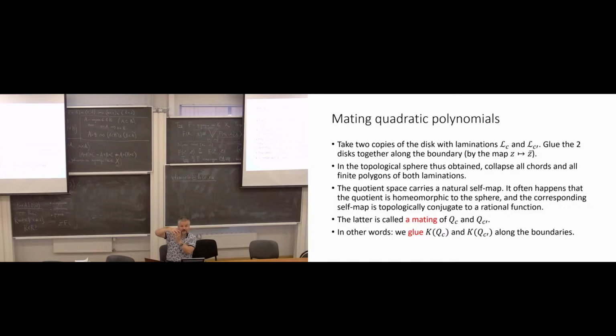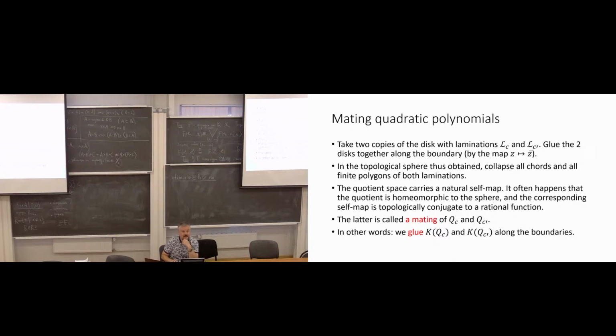If you think about it, when you want to form a sphere out of two hemispheres, the identification you use is the complex conjugation rather than the identity map. So this is how you glue the two hemispheres, okay? And then in the sphere, you have two disks and two laminations, and you collapse everything that you need to collapse in each lamination. You'll get a quotient of the sphere.